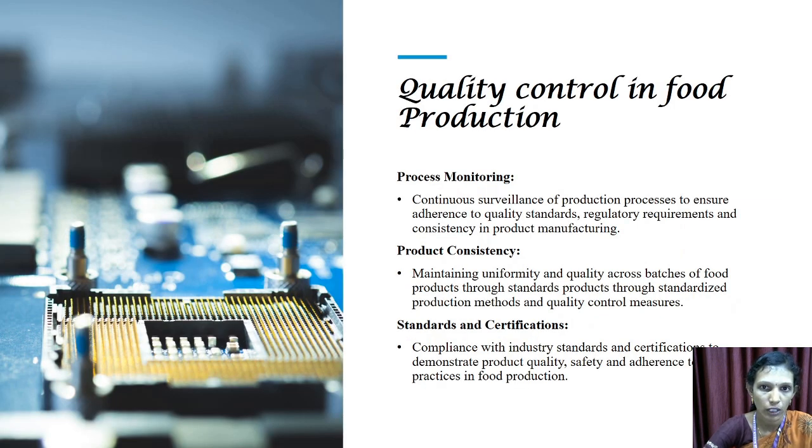Quality control of food products. Quality control is essential for food products to maintain high standards of product quality, consistency and safety too. Through rigorous process monitoring, adherence to established standards and obtaining relevant certificates, food manufacturers can ensure that their products meet regulatory requirements, consumers' expectations and industry benchmarks for excellence.